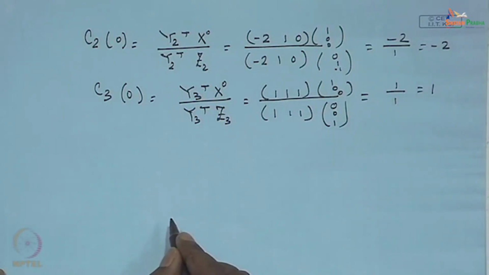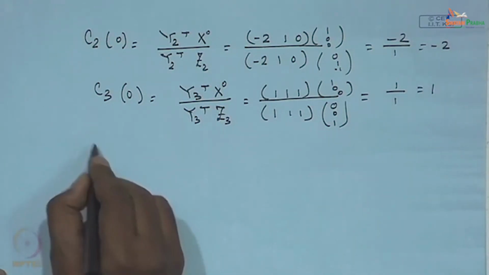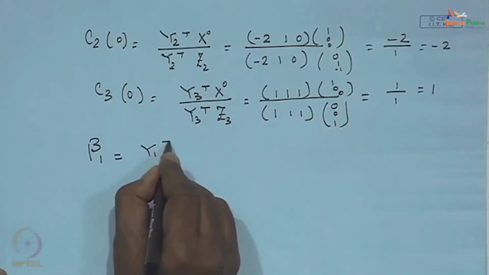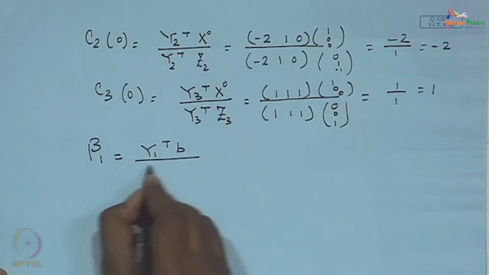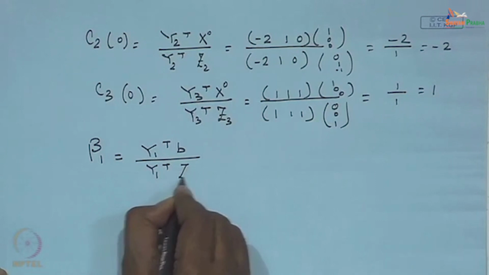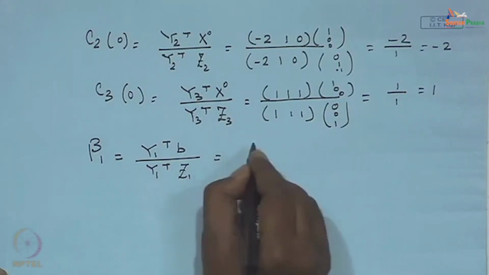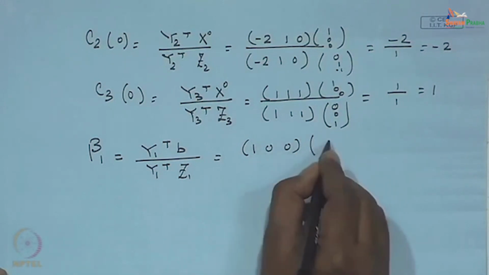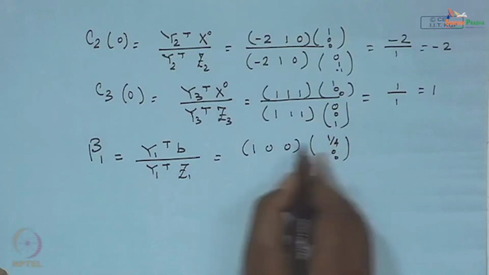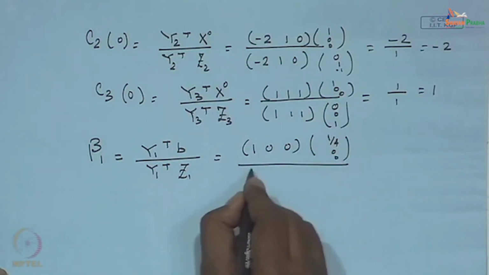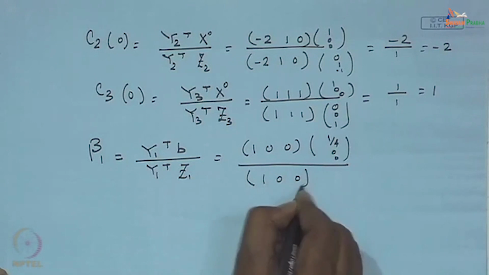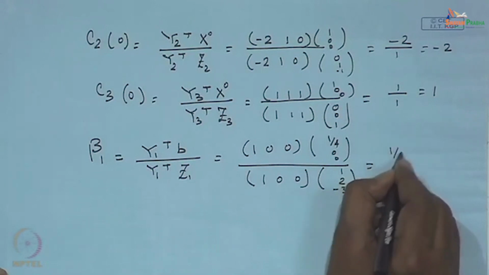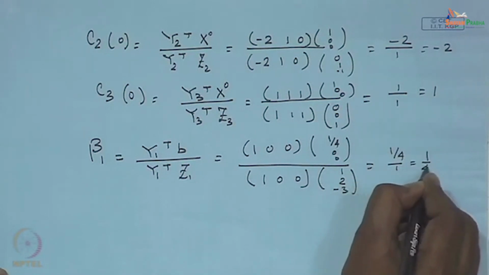Now you are in a position to evaluate the coefficient beta1. So, beta1 becomes y1 transpose times b divided by y1 transpose times z1. This will be [1, 0, 0], that is y1 transpose, times b, which is [1/4, 0, 0], divided by [1, 0, 0] times [1, 2, -3]. So, this becomes 1/4 divided by 1, which is 1/4.